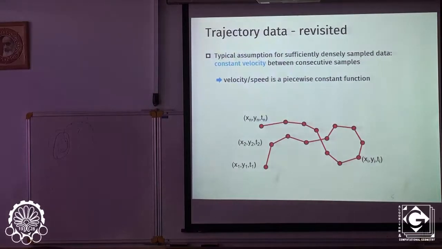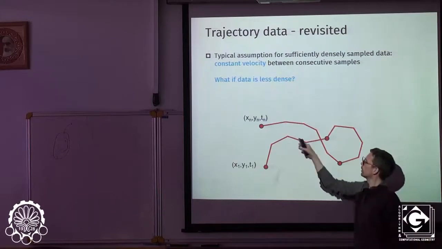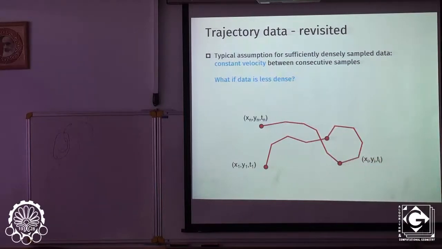This was the model that we essentially always use if we talk about trajectories. We have the data points, and we just assume linear motion in between. Now, think of a setting where we have fewer data points, so all of these data points are missing. We can still do straight line segments between the data points that we have, but the fewer data we record, the more unrealistic this assumption of linear motion will be.